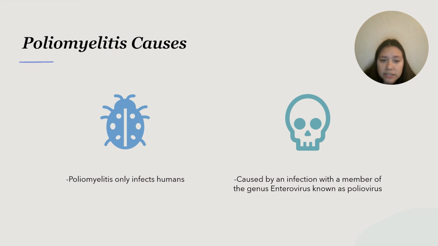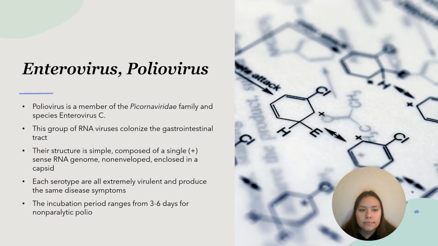Poliomyelitis, the virus only infects humans, and it's caused by an infection with a member of the genus Enterovirus, known as poliovirus. So polio is specifically a member of the Picornaviridae family and species Enterovirus C. This group of RNA viruses colonize the gastrointestinal tract. This includes the pharynx too, as well as the intestine.